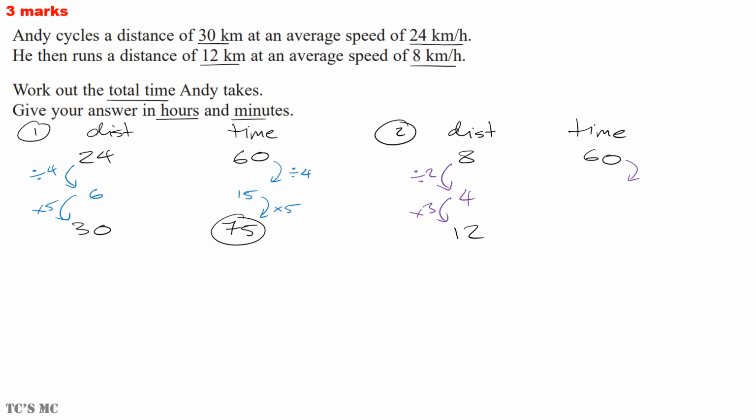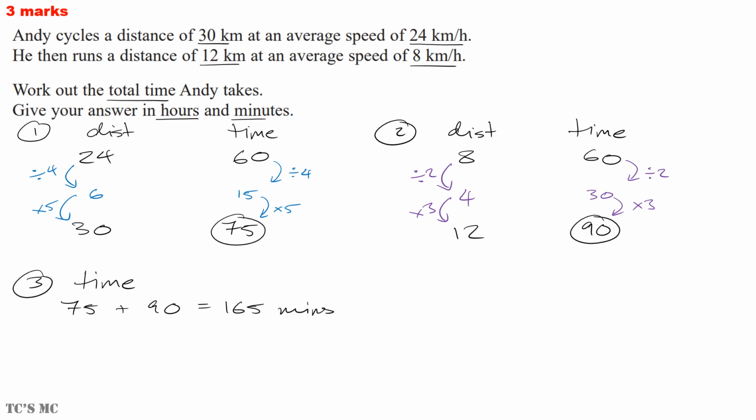Do the same on this side. 60 divided by 2 is 30. 30 multiplied by 3 is 90. For having 75 or for having 90, we would have 1 mark. Step 3, we can work out the total time. That is 75 add 90, and that gets us 165 minutes. That is our second mark.